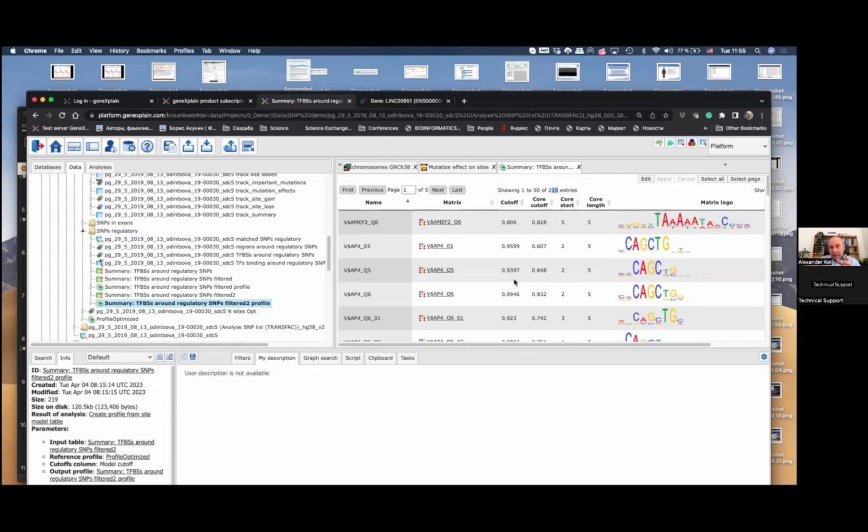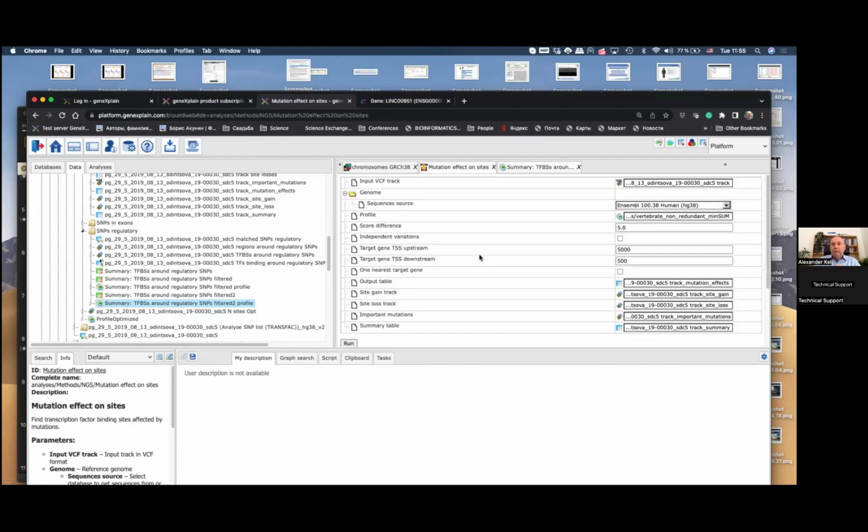Again, we started from 7,000 motifs. We ran the whole region. We found now 219, a very small subset, but quite focused on only those motifs which are significant in the whole region. And now I want to understand which of those motifs are actually also changed by that particular SNP. So I take this profile and put it here as the default profile, and then one thing I have to put as a parameter is the delta of the score which I see as significant.